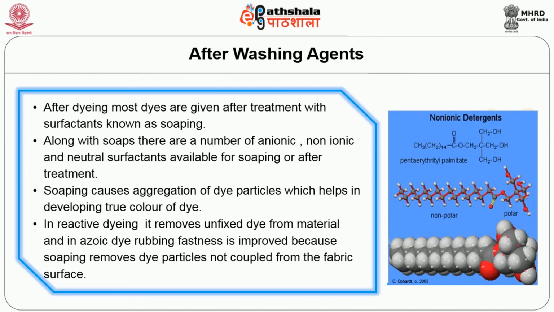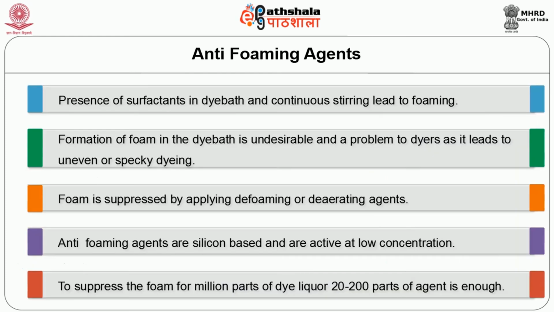After dyeing, most dyes are given after treatment with surfactants known as soaping. Along with soaps, there are a number of anionic, non-ionic, and neutral surfactants available for soaping or after treatment. Soaping causes aggregation of dye particles, which helps in developing true color of dye. In reactive dyeing, it removes unfixed dye from material, and in azoic dye, rubbing fastness is improved because soaping removes dye particles not coupled from the fabric surface.